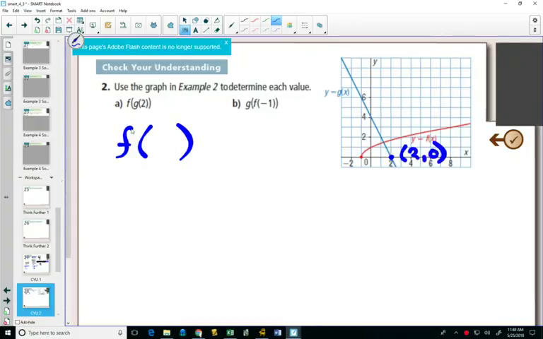2, 0. So g of 2 is equal to 0. And then I need to go to my red graph and plug in 0, and I have the point 0, 1. And so f of 0 is equal to 1.